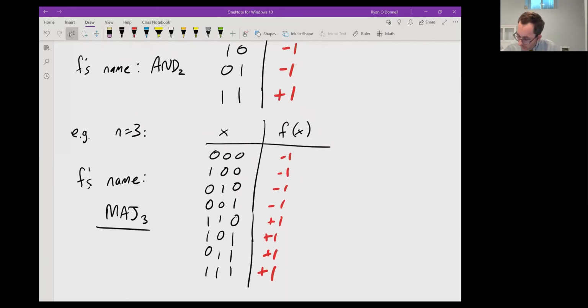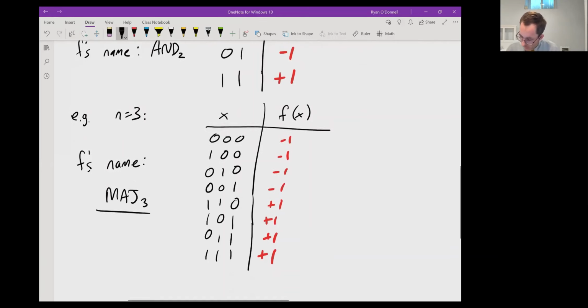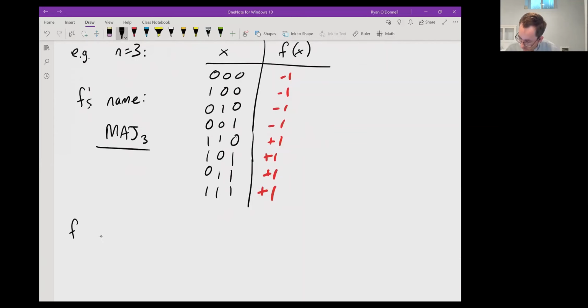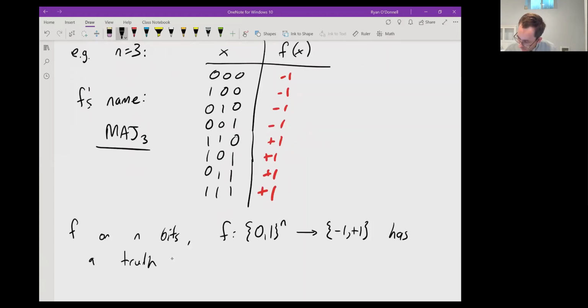Great. So also, please tell me in the chat, if you would be so kind, I know you all know this, but just so we're on the same page, how many rows will a truth table have if it's a function of n bits? So f, a function on n bits, which now we're going to write like this, maps strings of zeros and ones into minus 1 and plus 1, has a truth table with, now I'll look up at the chat, 2 to the n entries. Thank you very much. Yes, that's right. 2 to the n numbers. It's a very large number of numbers, but it's okay when n is 2 or 3.